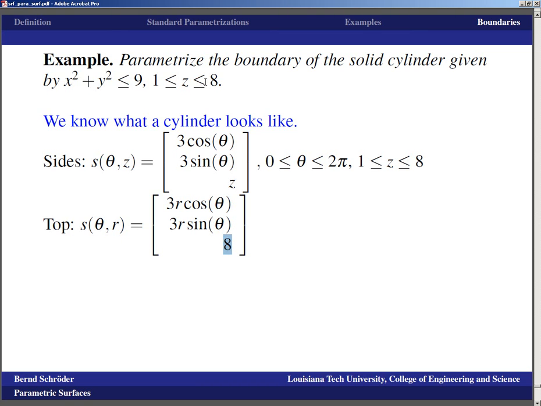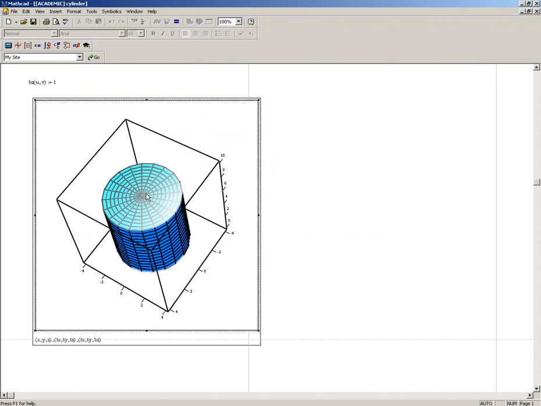Well, we know that the top is at height 8, so z equals 8 is okay. Cosine theta, sine theta multiplied by 3 gives us circles of radius 3, and I put the r in there, with theta going from 0 to 2 pi and r going from 0 to 1. That gives us concentric circles from radius 0 to radius 3, ultimately, because it's 3r here, and those are exactly the concentric circles that we can see here on the top of the cylinder.